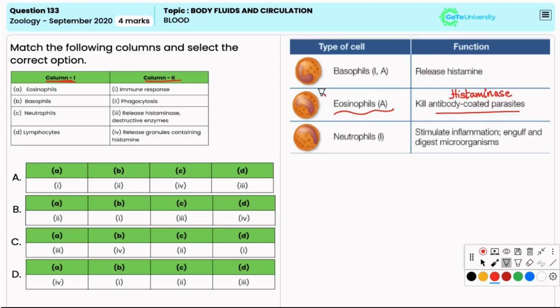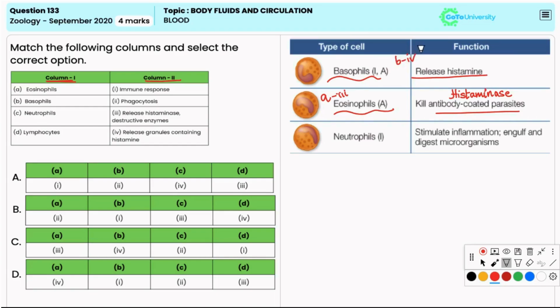Now, basophils are another type of white blood cells that releases histamine, serotonin, and heparin. And these substances play a role in inflammation, allergic reaction, and immune responses. So B matches with 4.